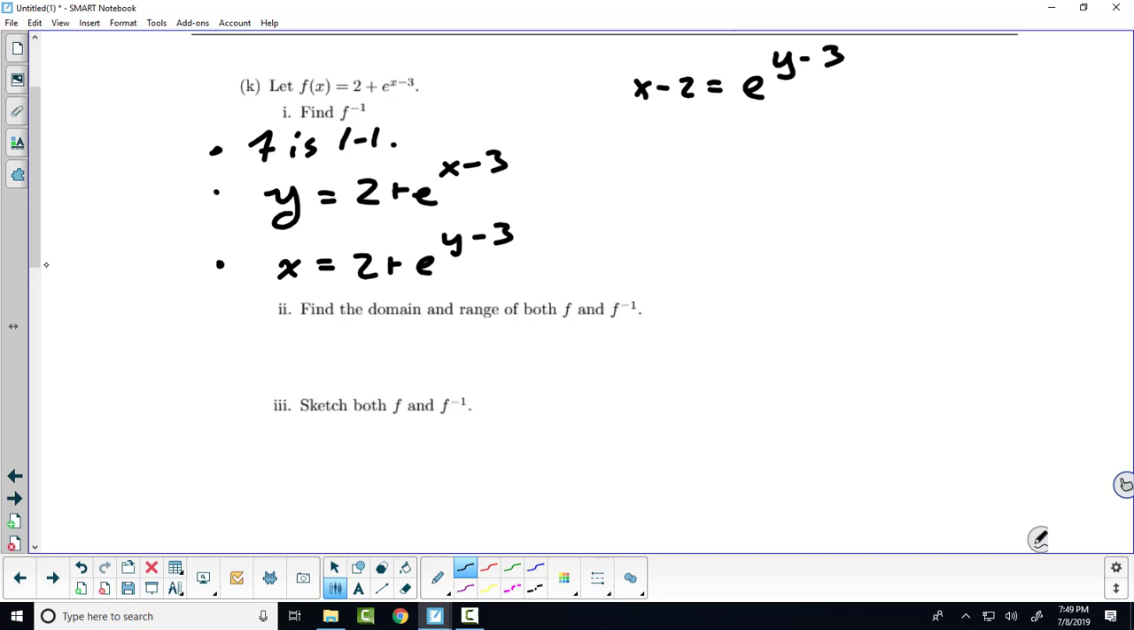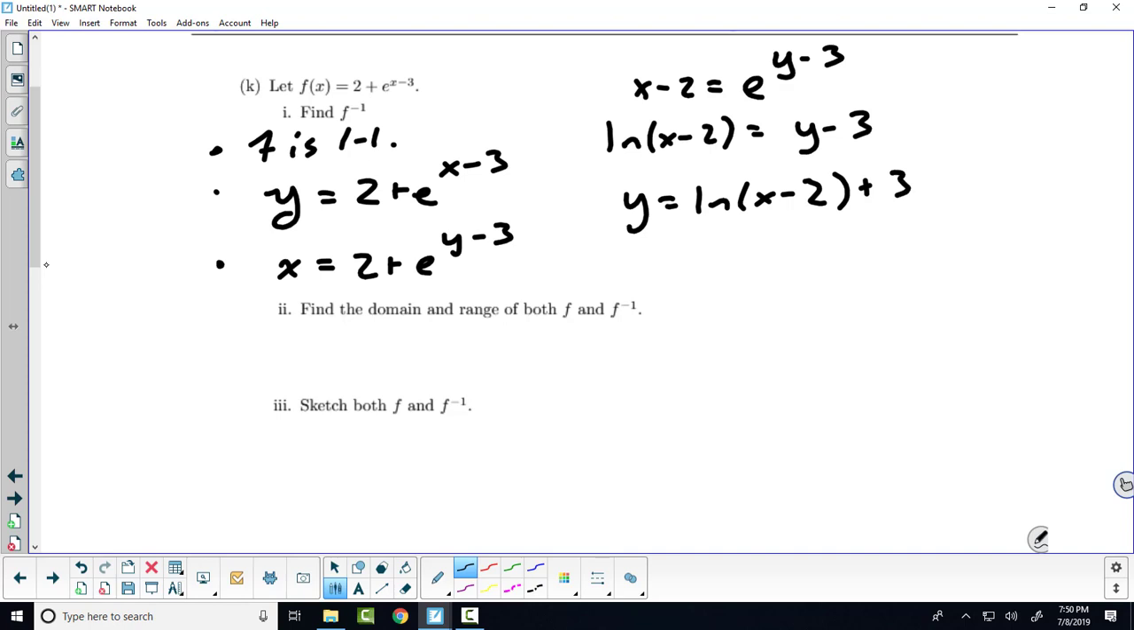So now I've just got a single exponential term. We can rewrite this exponential equation as its equivalent logarithmic equation. Or put it another way, we can take the natural log of both sides, however you want to look at it. So this gives us the natural log of x minus 2 is equal to y minus 3. Getting close. Add 3 to both sides. So that gives us y is equal to the natural log of x minus 2, plus 3. And because putting the y there was just to make the manipulation easier, let's relabel this as f inverse of x.